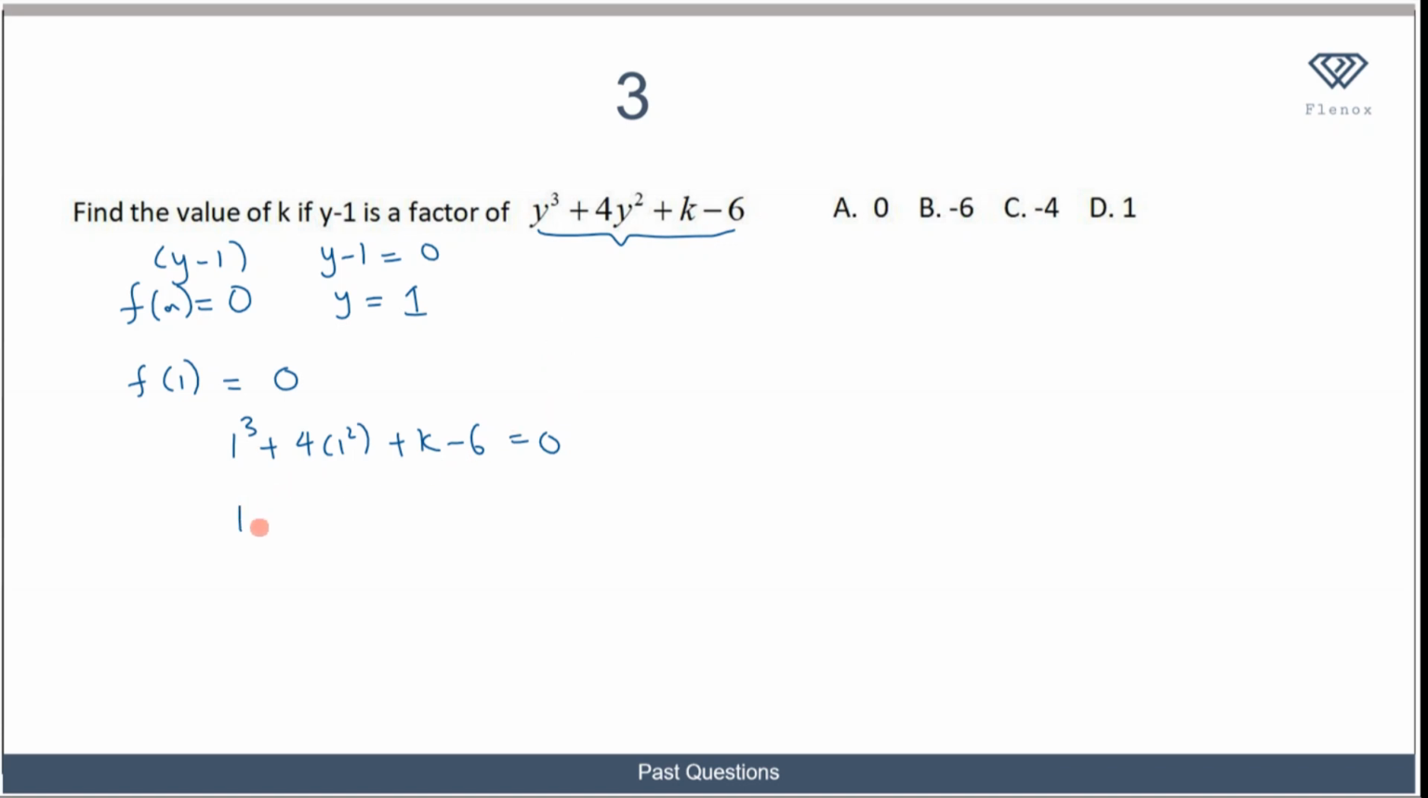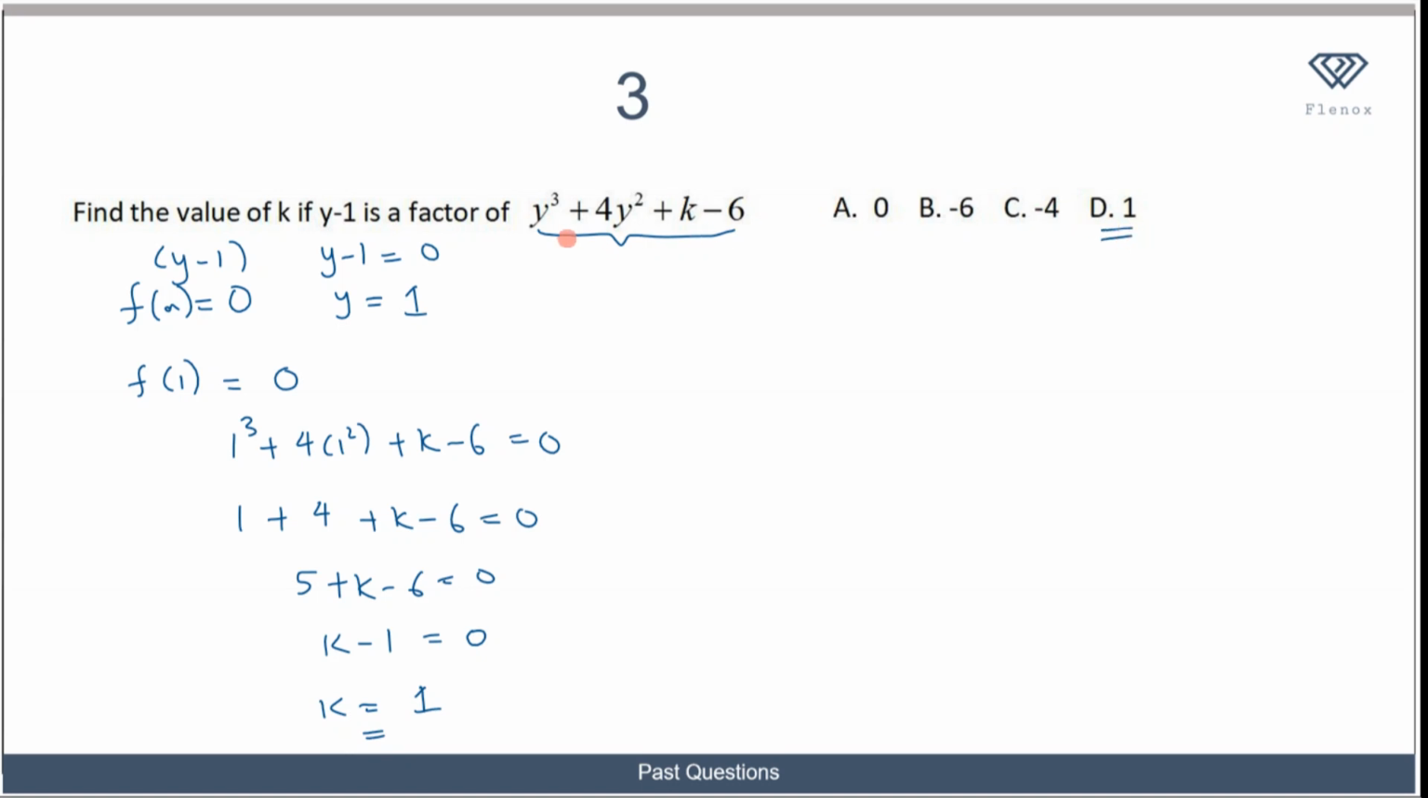So you just solve normally. You have 1 plus 4, 4 times 1 squared is 4, then plus k minus 6 must be equal to 0. So I have 1 plus 4, so I have 5 plus k minus 6 is equal to 0. So I have 5 minus 6 is what? I have k minus 1 is equal to 0. So I have k is equal to 1. So therefore, the value of k is equal to 1, which is option D.